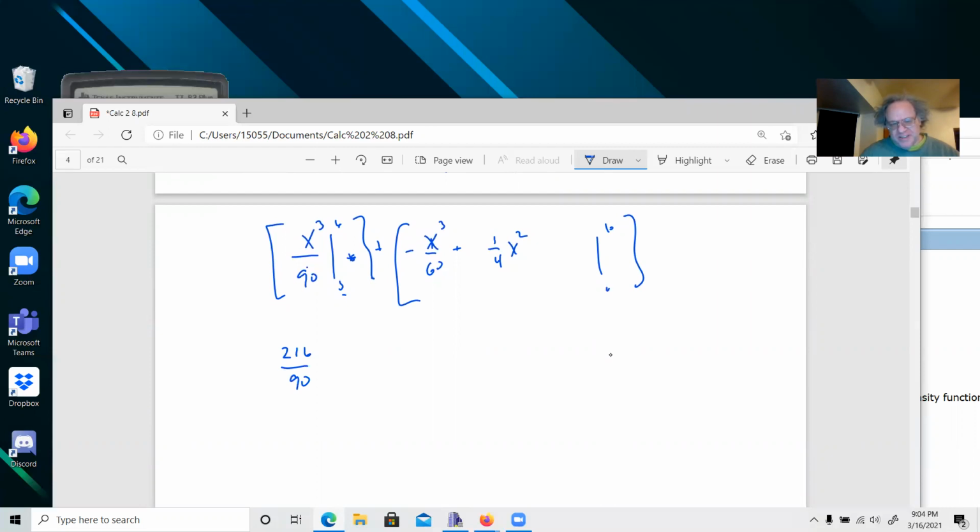If you guys play Dungeons and Dragons, any self-respecting D&D player knows that 6 squared is 36, because that's what you divide by to get your probabilities.